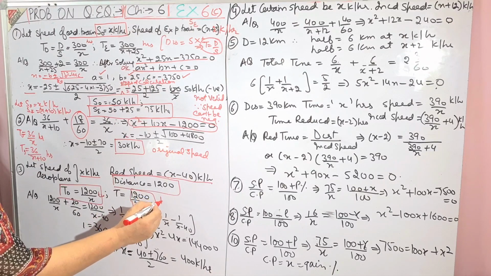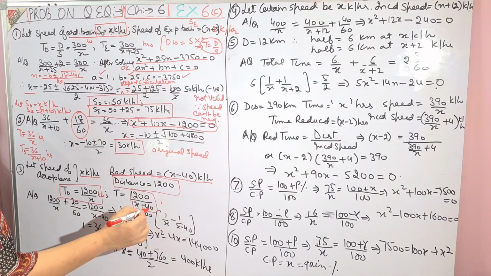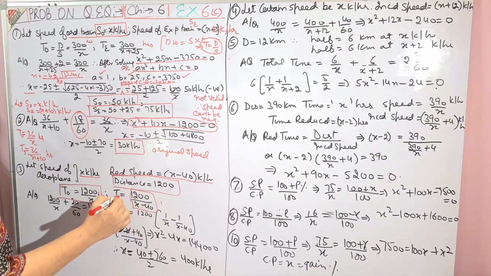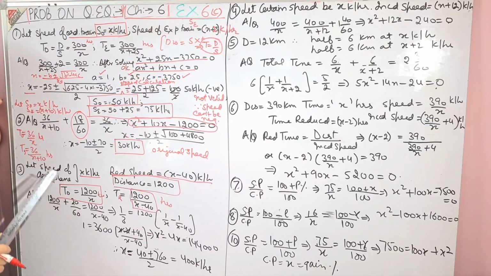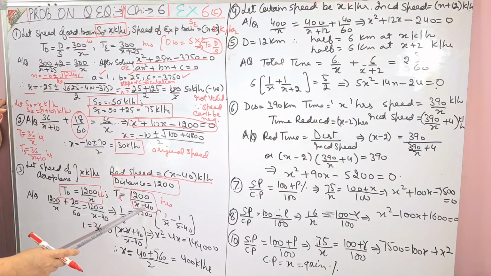when the reduced speed was x minus 40 kilometers per hour, the time will be more, in hours. Now as I told you before, in the denominator, in the original the speed is x, but in the reduced it is x minus 40. Obviously x is more than x minus 40, so this time you are going to add the time in the denominator where x is written.